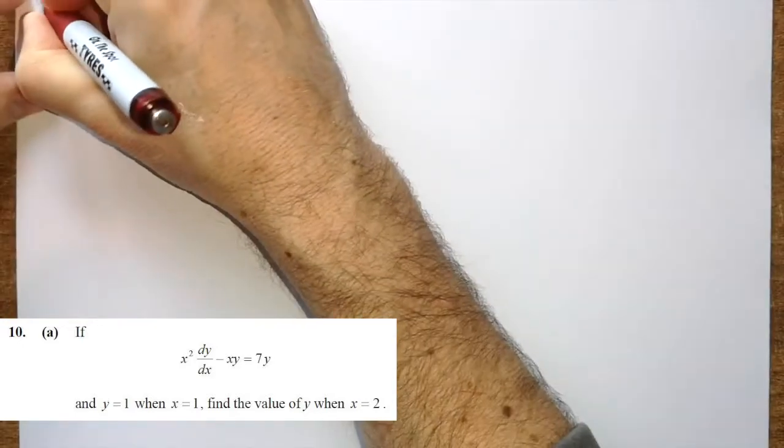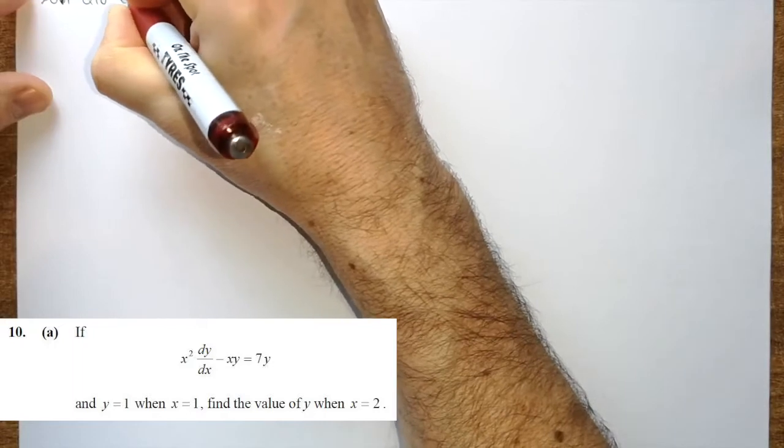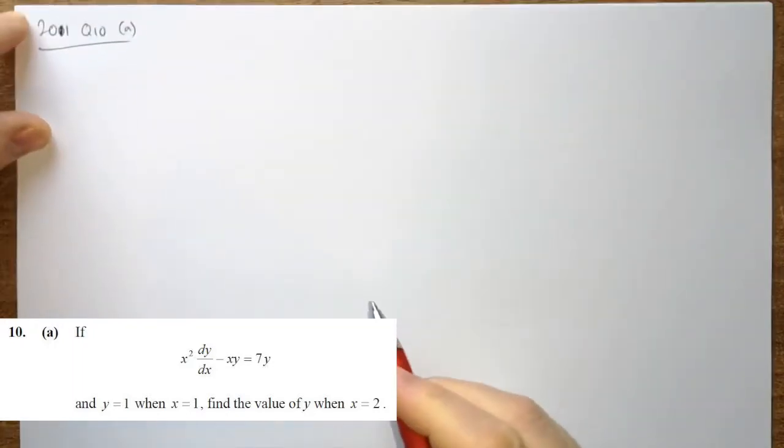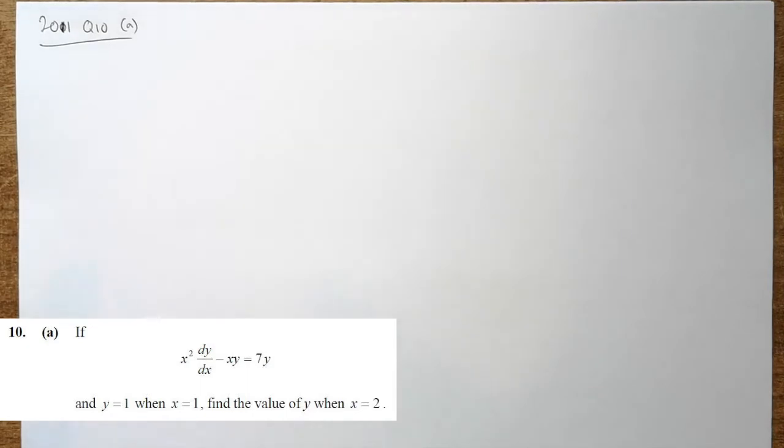Here we're going to have a look at 2011, question 10, part A. Now, with these part A's, you have a choice of doing them either with constants or with limits. In this example, I'm going to use constants. In the end of the day, you can use both. They both work quite well, and we can explore a bit the pros and cons of them.